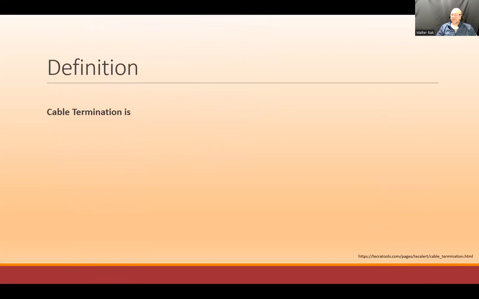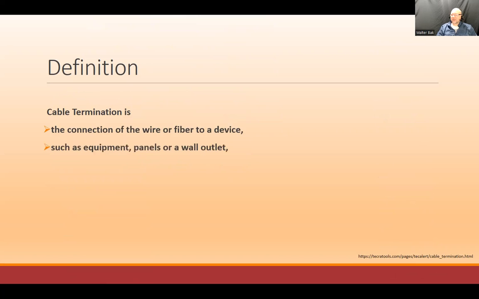All right, let's see. Definition of a cable termination. Let's see. We always have to go through those definitions, right? A cable termination is the connection of a wire or fiber to a device, such as equipment, panels, or wall outlets, which allows for connection of the cable to other cables or devices. Termination, it's a connection. Okay.